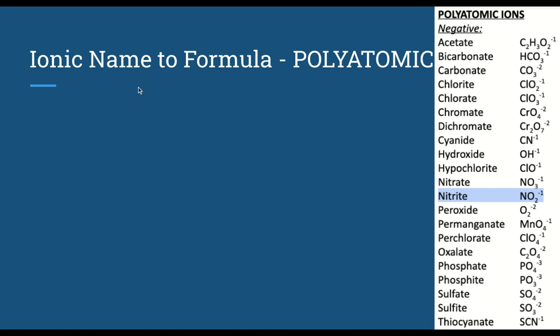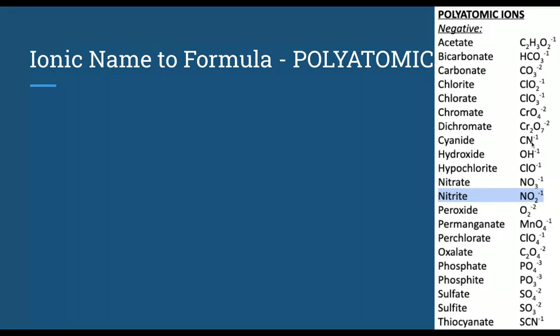To create an ionic formula for a bond that involves a polyatomic ion, it's ideal for you to have the polyatomic ion sheet available. Again, you're going to know that you have a polyatomic in your ionic bond if the ending is -ate or -ite. Do remember there are two exceptions to this, well, three on this list.